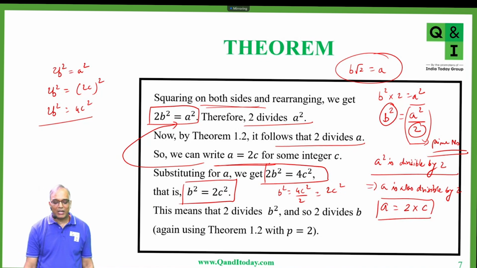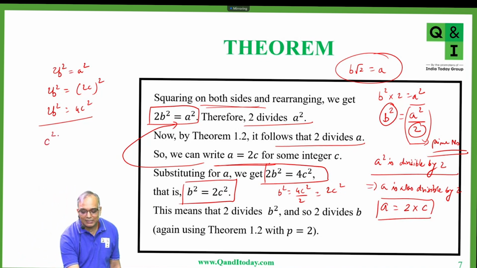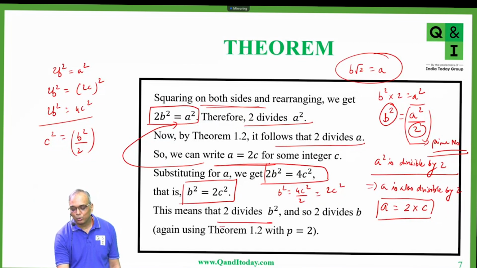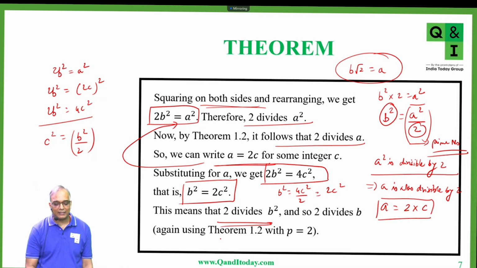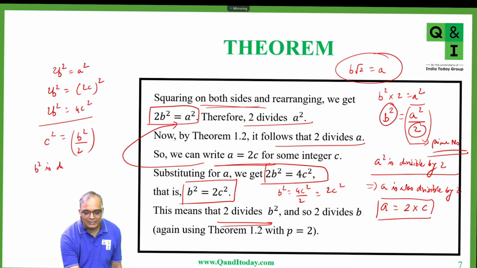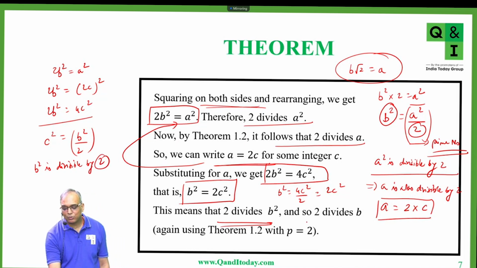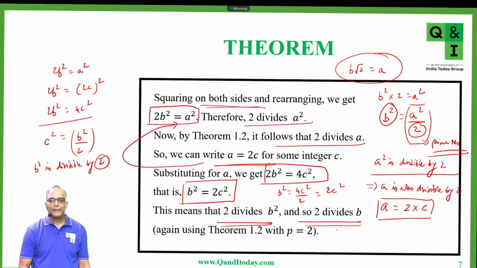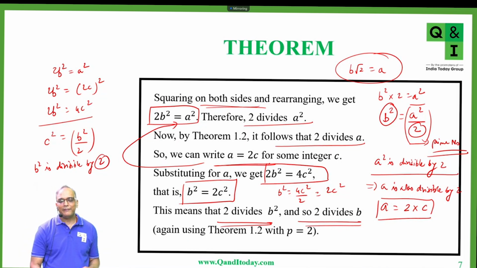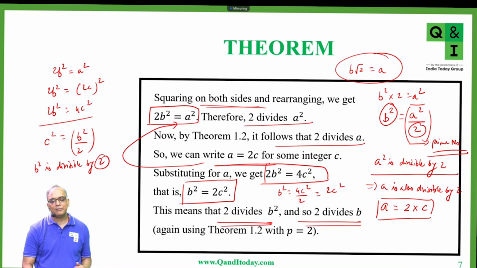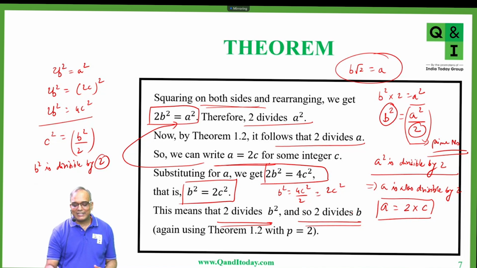Now, since b square is equal to 2c square, that means c square can be written as b square by 2. And because c is an integer, b square by 2 will also be an integer. That is only possible when 2 is able to divide b square. That means b square is divisible by 2. So because b square is divisible by 2, b will also be divisible by 2 with the same theorem 1.2, where we say that if a square is divisible by a prime number, a will also be divisible by that prime number. So that means that 2 divides b as well.